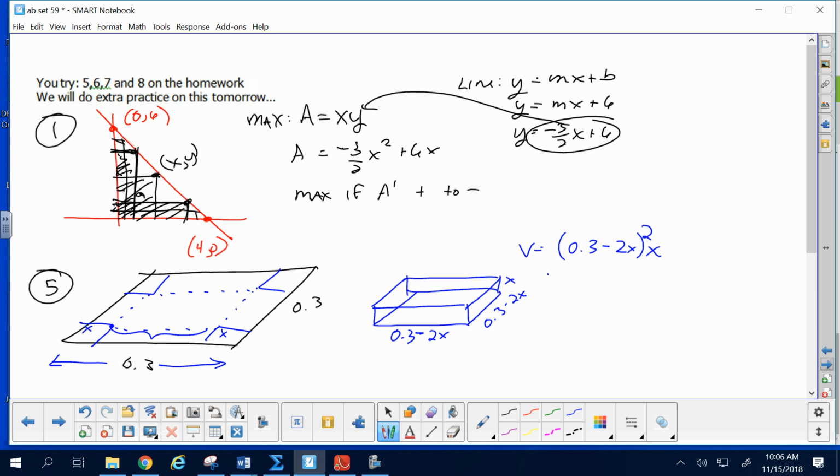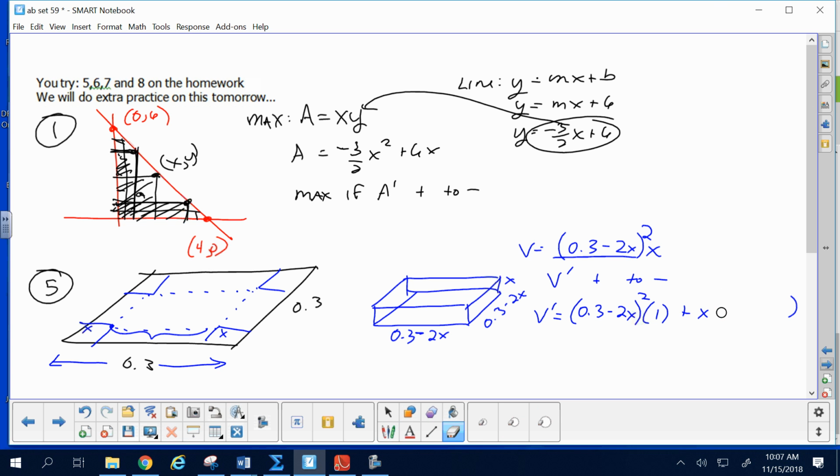Now we want to find the maximum volume, so v prime positive to negative. Distribute it out or use the product rule? Use the product rule, okay? I like it. First stays the same: 0.3 minus 2x squared, times the derivative of the second, which is 1, plus second stays the same, x times the derivative of the first. What's the derivative of the first? Be careful to use the chain rule properly. 2 comes down.